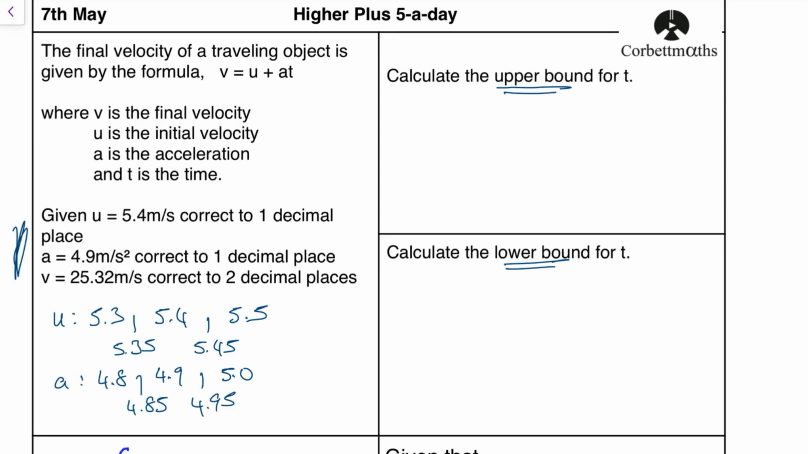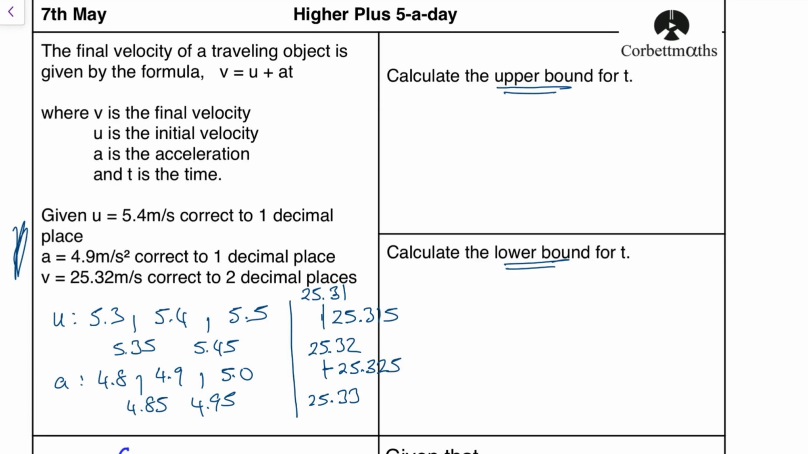These are marks in the exam, so definitely worth getting these right. Now, I don't really want to squeeze this in. Let's do it here. Not ideal. So therefore V is 25.32 to two decimal places. So the decimal place above is 25.31 and the decimal place below is 25.33, which means the upper is 25.325 and the lower is 25.315. Not happy. Let's carry on.